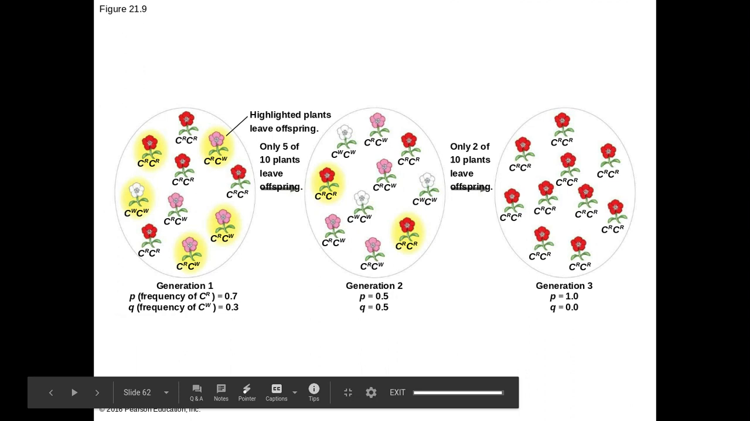And so, if you only have a small population to begin with, sometimes genetic drift can cause only a few traits to arise and be continued to pass on, and then you end up with a completely changed gene pool, and it happens very quickly. Notice this only took 3 generations.